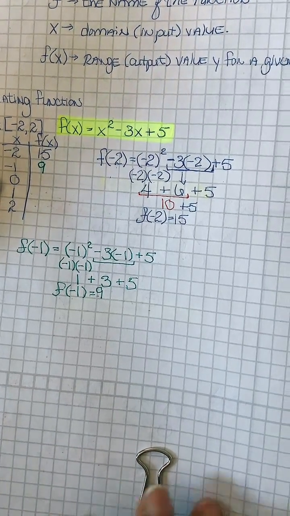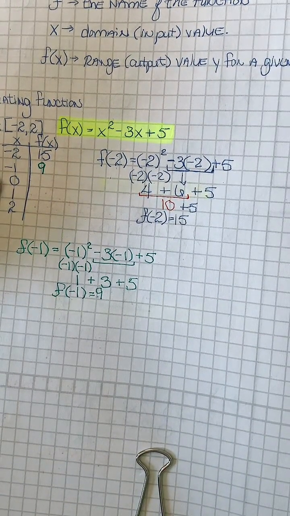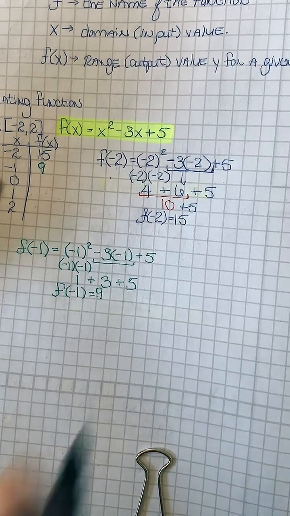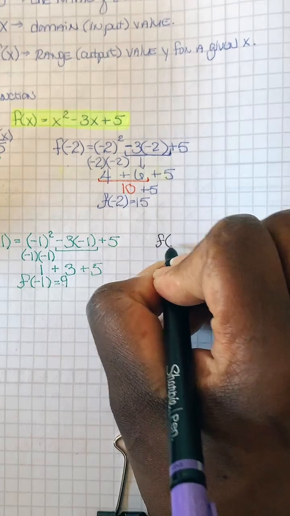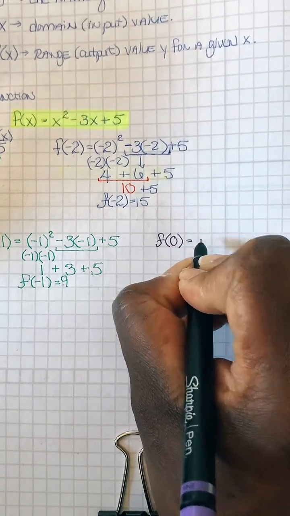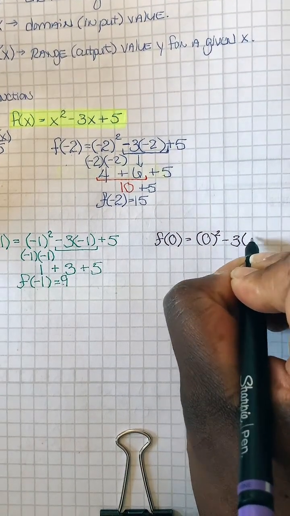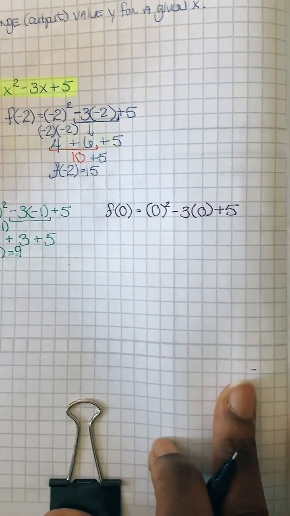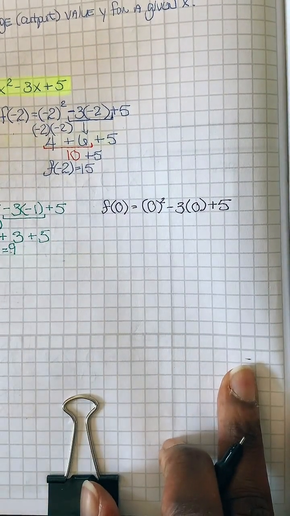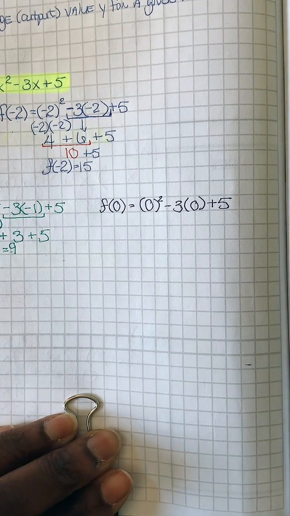So I'm going to set up the next one, but I want you to tell me what my output will be. So this time, we have the f of 0. What would my f of 0 equal?